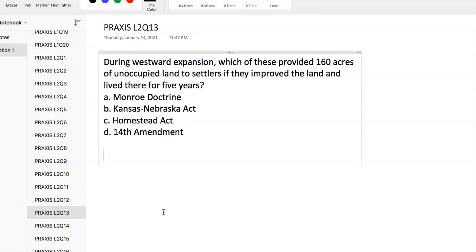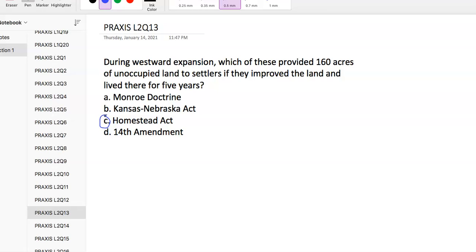Question 13. During westward expansion, which of these provided 160 acres of unoccupied land to settlers if they improved the land and lived there for 5 years? Okay, so that's the Homestead Act. We would like to know that. That's an incredible deal if you kind of think about it now, right? 160 acres of land. So the rule was 160 acres of unoccupied land to settlers if they improved the land and lived there for 5 years. That's the Homestead Act.